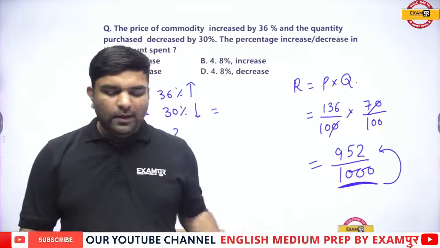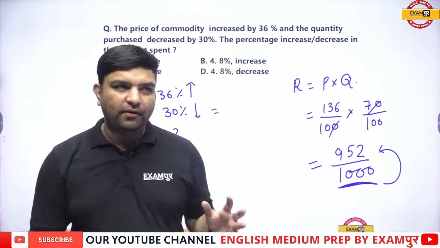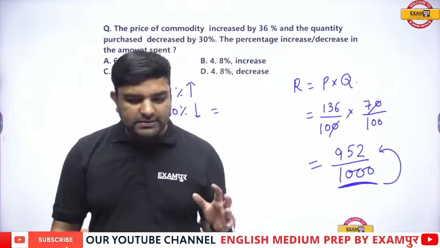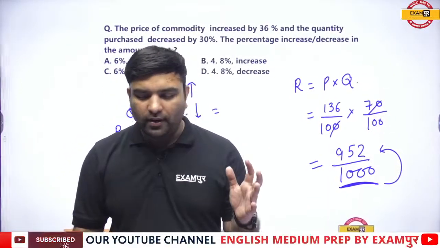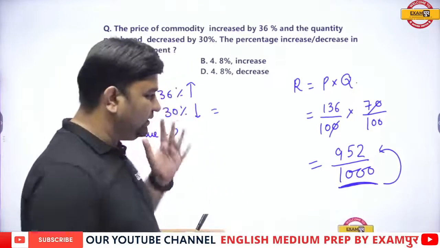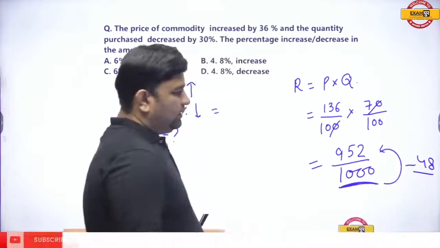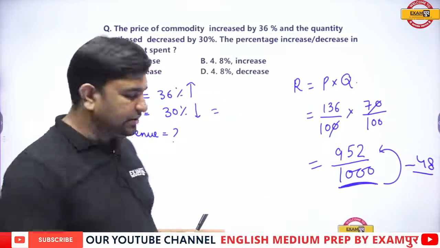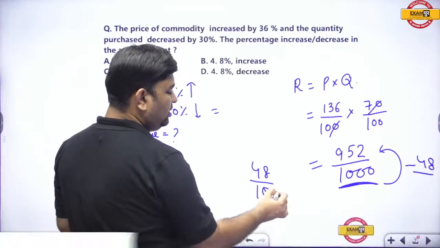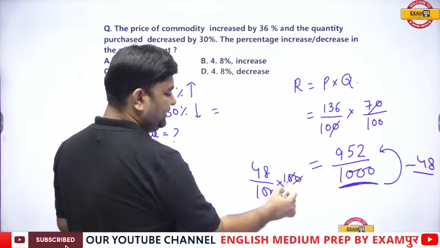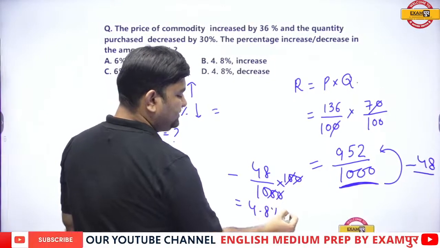Why? Because calculating percentage over 100, 1000 is very easy. So there is a decrement of 48 over 1000 into 100 percentage. Minus 4.8% decrease.